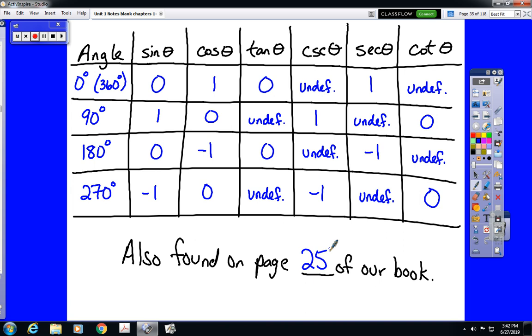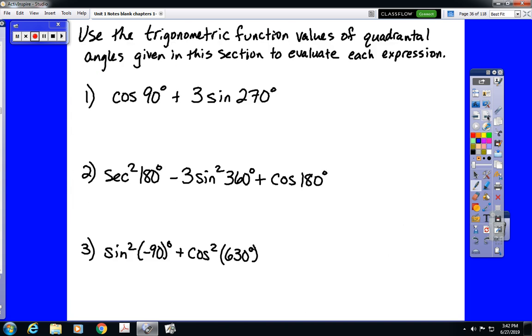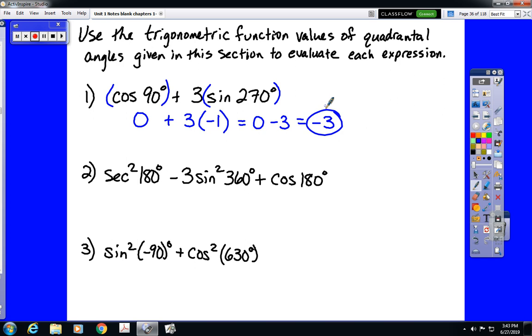Alright, so we're going to use that chart and we're going to answer some questions based on the values of quadrantal angles. So keep that chart handy. Use the trigonometric function values of quadrantal angles given in this section to evaluate each expression. So first one says cosine of 90 plus 3 sine of 270. So we need to go to our chart and look up those two values. Cosine of 90 degrees is 0. And the sine of 270 degrees is negative 1. That's 0 minus 3, or negative 3. It is that simple. Don't make it harder than that.